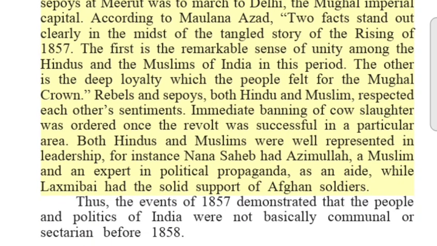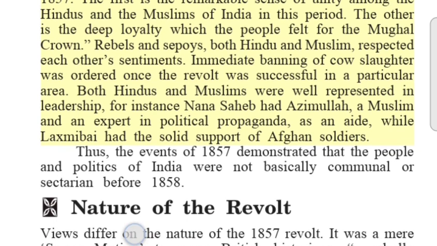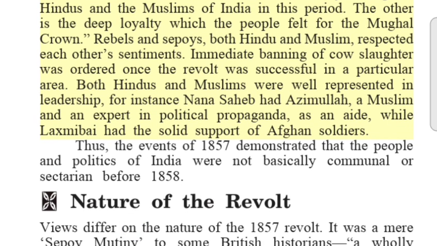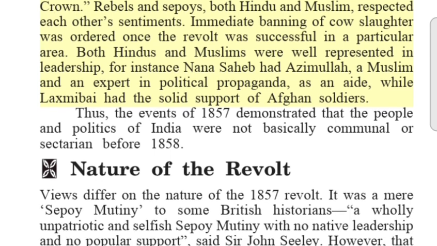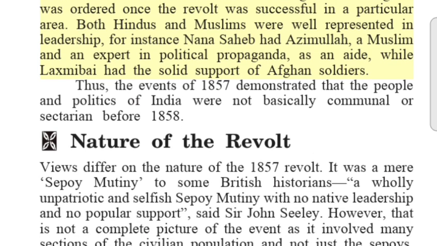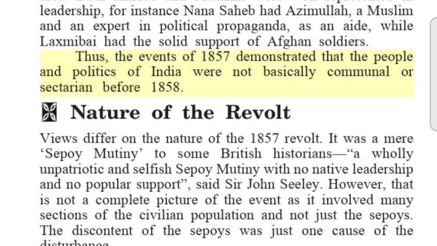Both Hindus and Muslims were well represented in leadership. For instance, Nana Sahib had Azamullah, a Muslim and an expert in political propaganda, as an aide, while Lakshmibai had the solid support of Afghan soldiers. Thus, the events of 1857 demonstrated that the people and politics of India were not basically communal or sectarian before 1858.